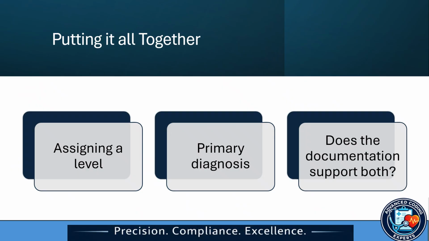So now let's put it all together. You put everything together as we just did on the previous slide with the MDM table, and that's how you determine your level of service. Remember that the primary diagnosis should always be the reason for the visit. Then ask yourself, does the documentation support both the level of service and diagnosis that I have assigned?